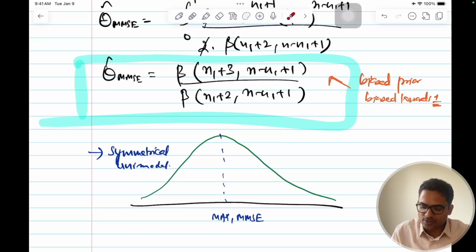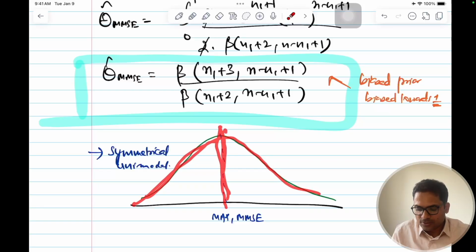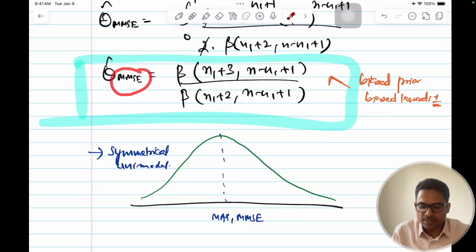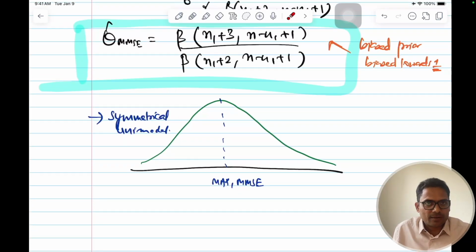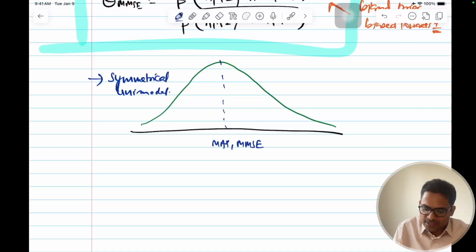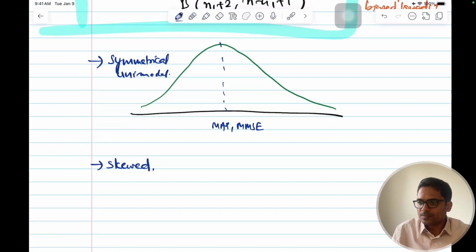That's obvious also, because MAP is around the highest frequency value, or the peak, and in the Gaussian that is the mean also. And in MMSE, what we are trying to minimize is the error from the mean. So if the estimation is the mean itself, both will coincide, and theta MAP will be equal to MMSE if it is symmetrical and unimodal. But what if it's not symmetrical? If it's skewed, then MMSE and MAP will not be the same. That can differ a lot.